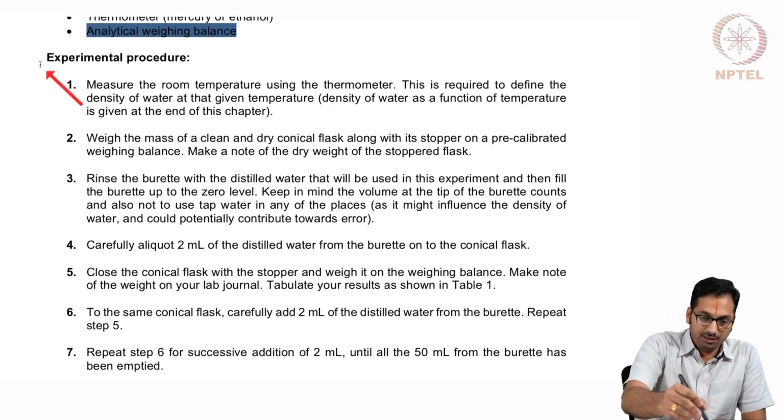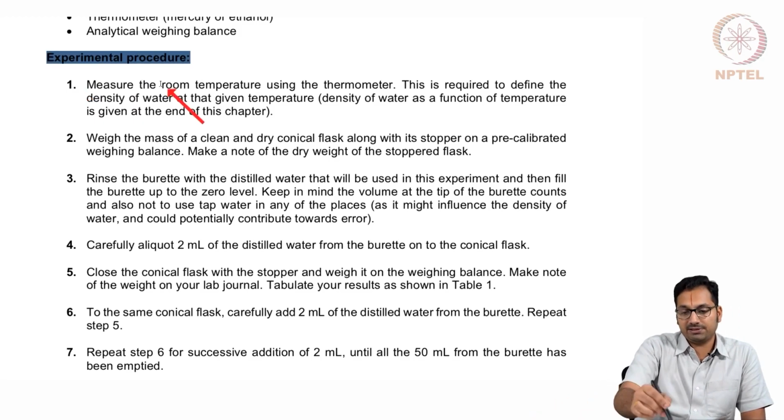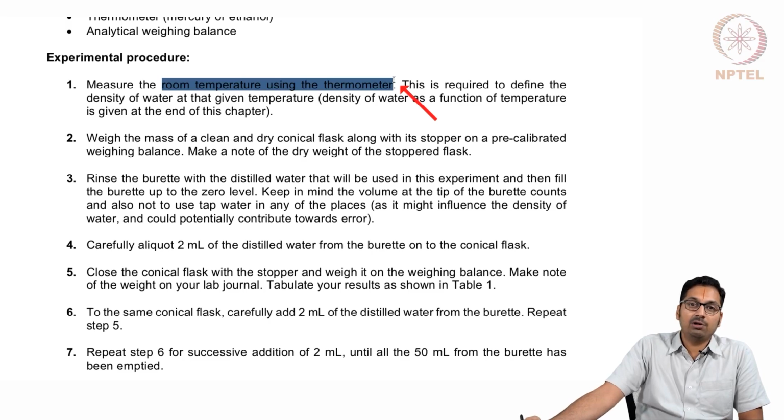So now let us foray into the experimental procedure. It is a relatively simple procedure. The first step is to measure room temperature with a thermometer. This is required because you are going to be having water in your burette, and this water is going to be aliquoted out into the conical flask.